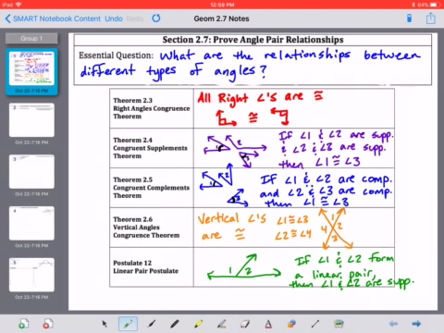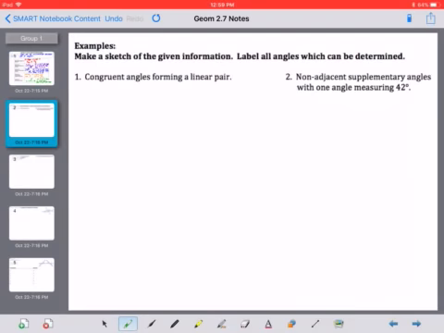Okay, let's use that to make some sketches. We're going to make a sketch of the given information and label all angles which can be determined. Example 1, we have congruent angles forming a linear pair. So we know we're going to have to make a line. The only way those two angles can be congruent is if they are both 90 degrees. They add up to 180 if they're both 90.